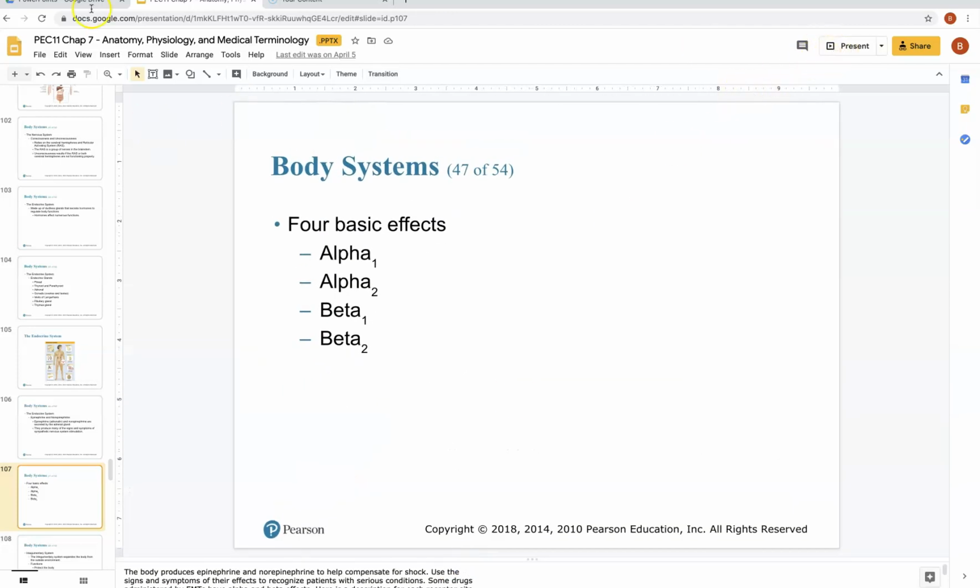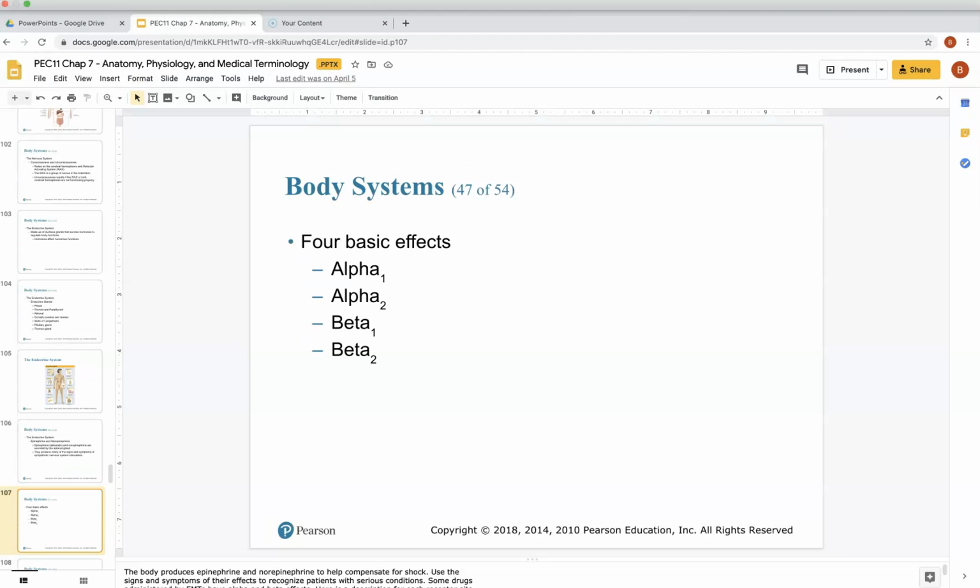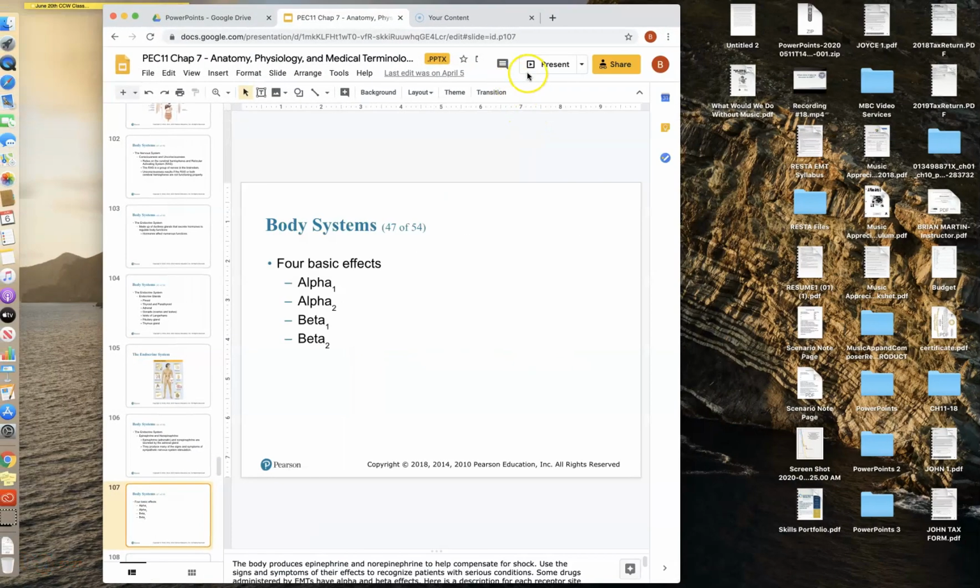Now we go back. Let me do this real quick, because my computer's weird. Okay.